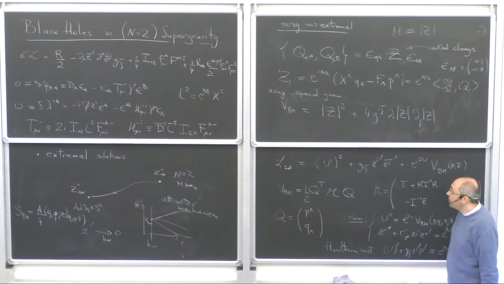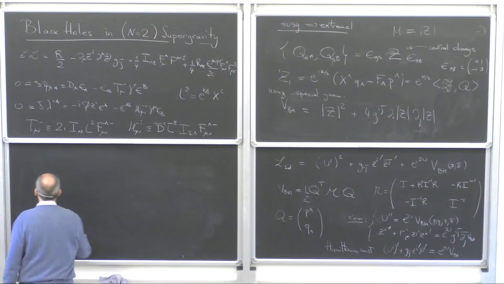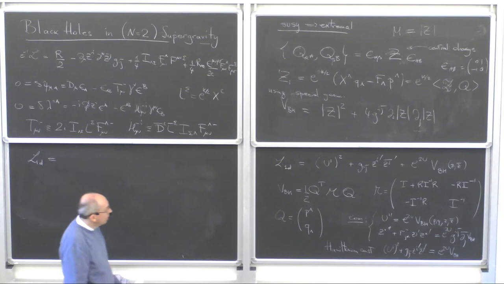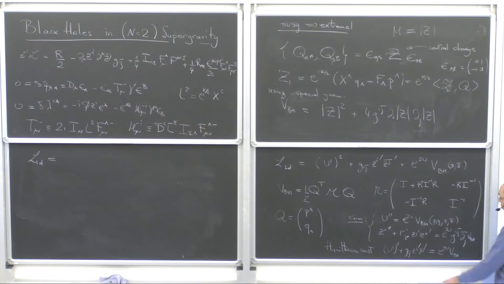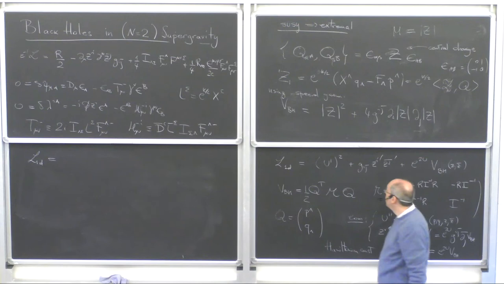So right away, if you look at that, you see that you can rewrite your Lagrangian in the following way. Imagine that you want to solve directly the Hamiltonian constraint. I have a u prime squared on one side, and I have the central charge squared on the other side. I have derivatives of the scalars on one side, derivatives of the central charge on the other side. And my action has exactly the same structure, only with the opposite sign. Look what I can do.